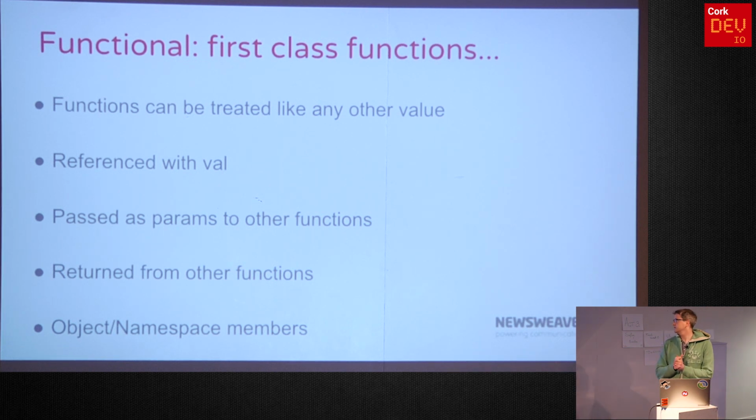Then, one of the other key things of functional programming is allowing you to treat functions as first-class citizens. So functions can be treated like any other value, and they can be referenced with val. Val is basically how you declare a value in Scala. They can be passed as parameters to other functions, making higher abstractions. They can be returned from functions, and they can be namespace members.